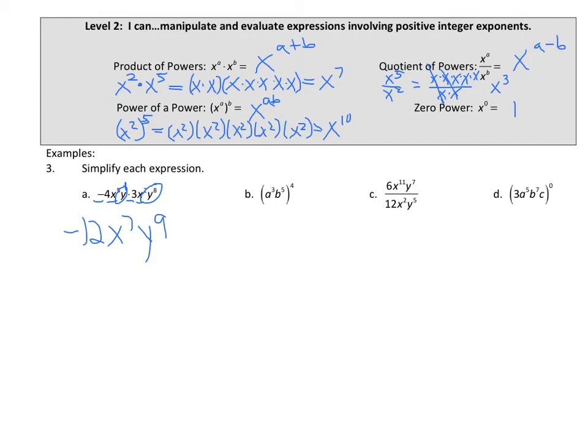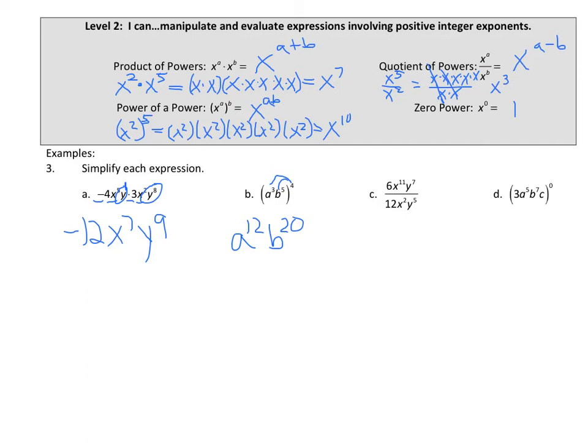In the next example, we're raising a power to another power, and everything inside gets raised to the 4th power, so I multiply the exponents. I get a to the 3 times 4, or 12th power, and times b to the 5 times 4, or 20th power.